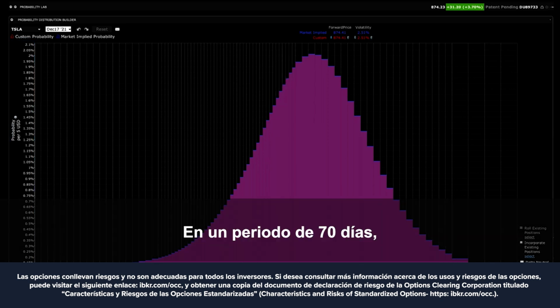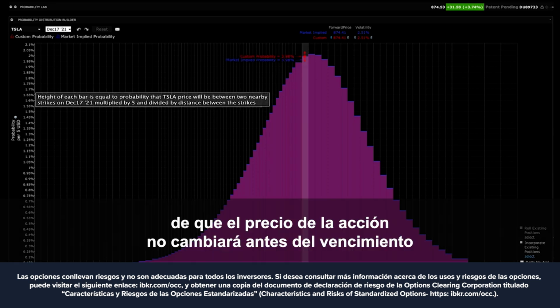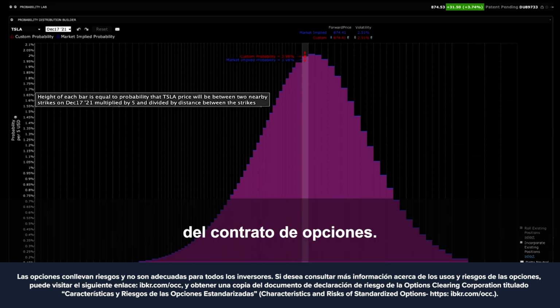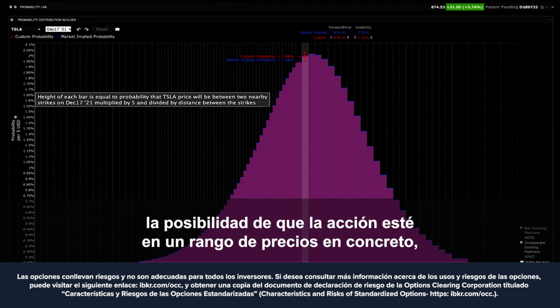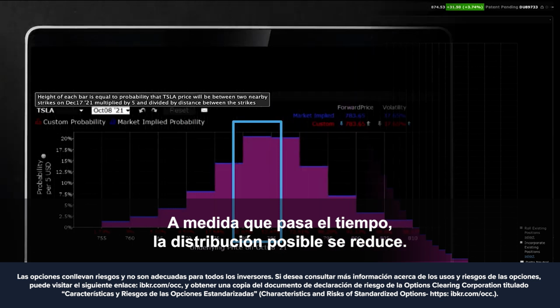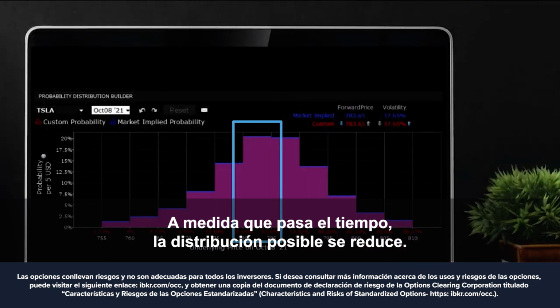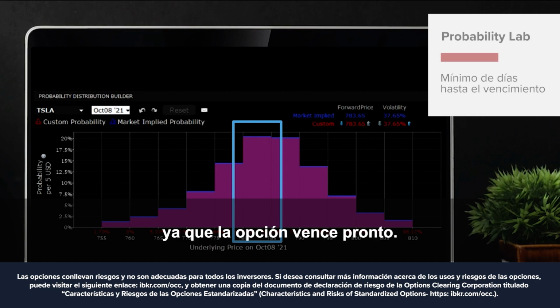Over a 70-day period, the market assigns an approximate probability that the share price will remain unchanged by the time the option contract expires. In short, the probability distribution visually depicts the chance that the stock will lie within a specific price range at a certain time derived from live option market data. As time passes, the possible distribution shrinks. In this chart, you can see that there are far fewer price points since the option expires soon.